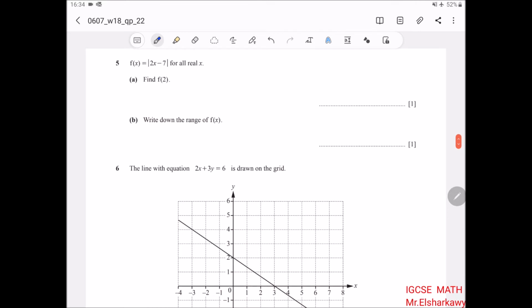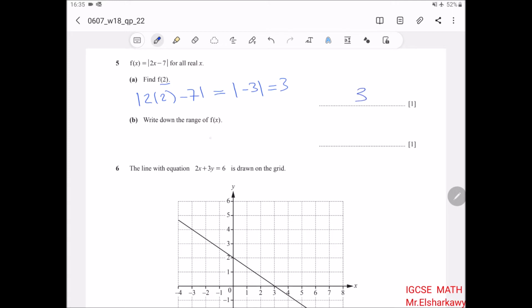Question 5. f of x is equal to the modulus of 2x minus 7 for all real x. Find f of 2. So we just replace x with 2 in the formula. So this would be the modulus of 2 times 2 minus 7. So just 4 minus 7, which is the modulus of minus 3. This is 3, because the modulus or the magnitude of a negative number is the positive of it. So the answer would be 3.